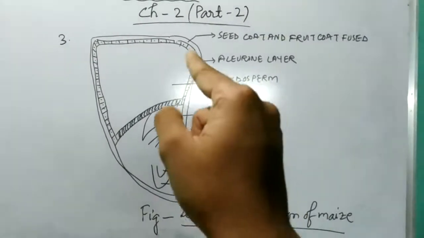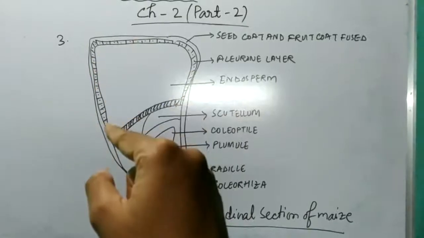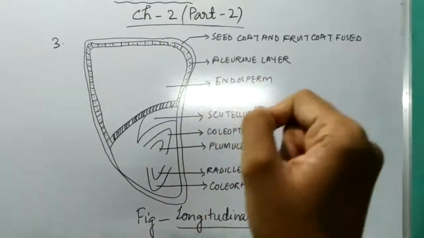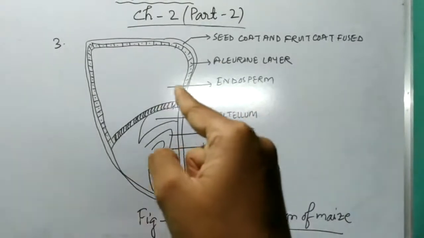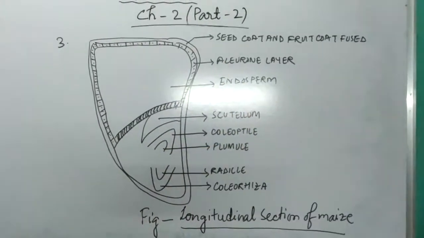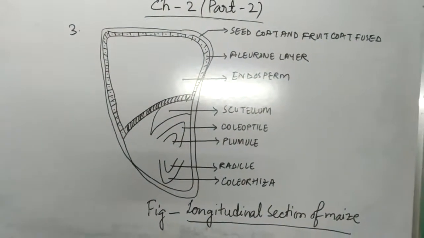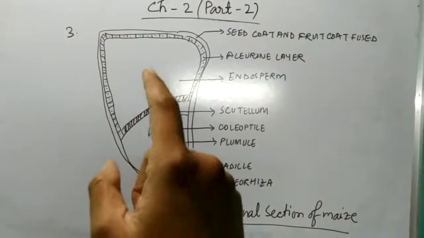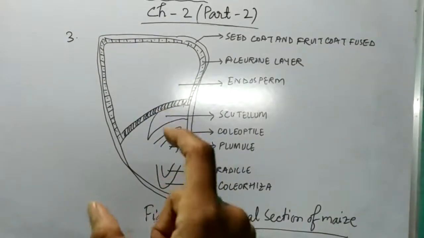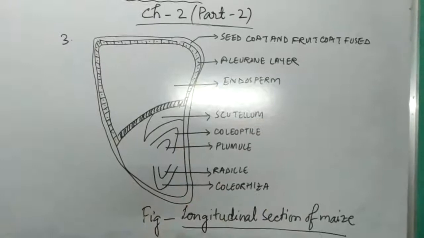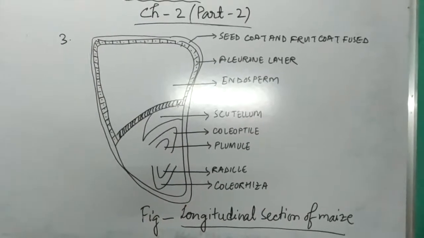Next there is a layer you can see over here surrounding this particular endosperm chamber. This is known as the aleurone layer. This portion is known as the endosperm. Now endosperm is the starch-rich food which is present over here, which will help the embryo to derive food and nourishment from over here and develop into a seedling.